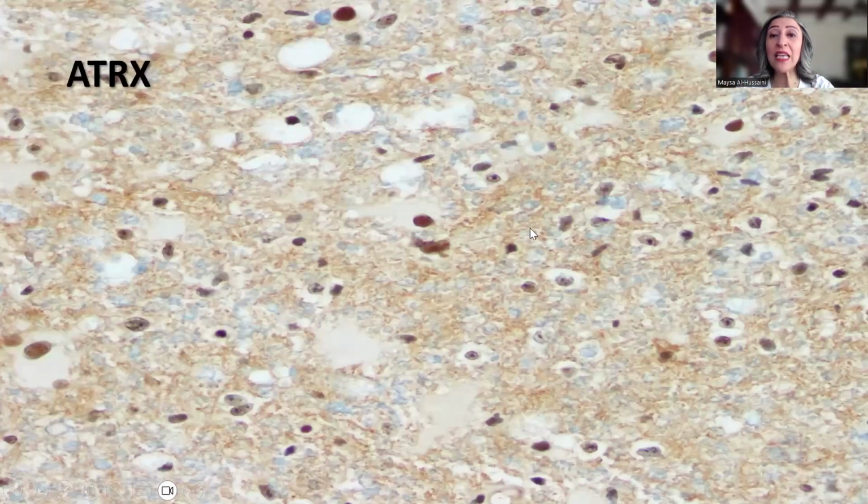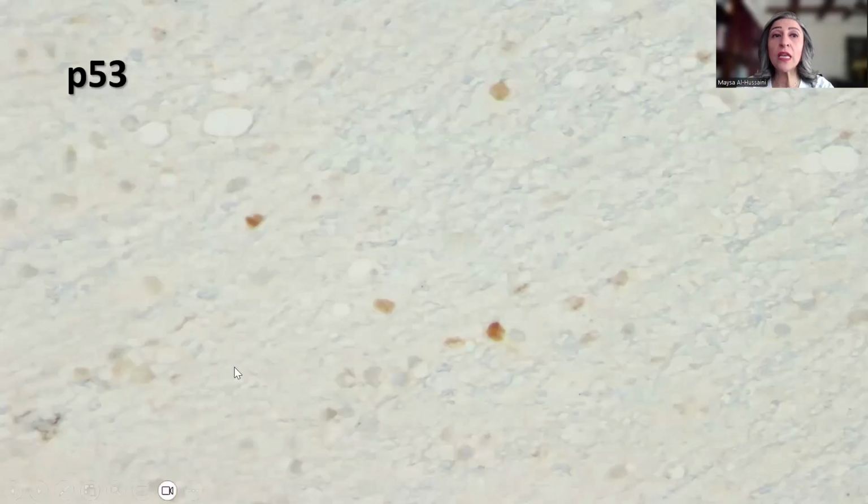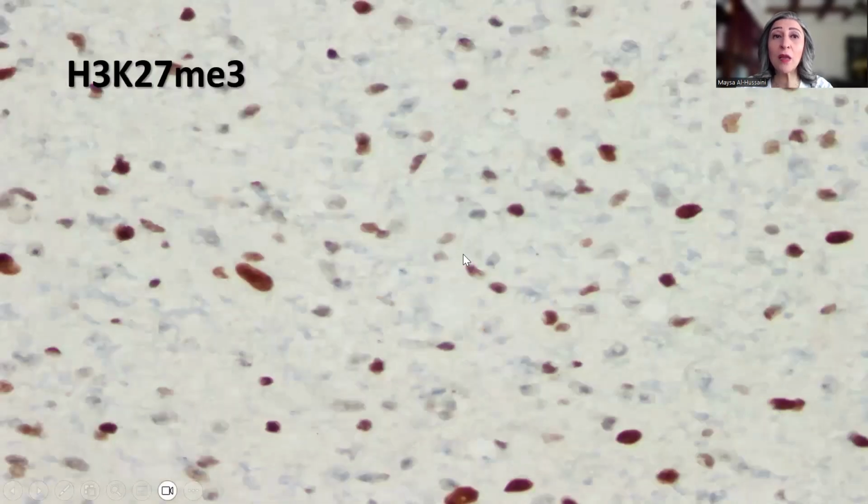ATRX showed retained nuclear staining in the tumor cells. The strongly staining ones are the neurons, so neurons are kind of entrapped within the tumor. And then we have the lightly brown tumor cell nuclei, which means there is retention of the ATRX immunostain. P53 showed this mosaic weak staining pattern, which goes with wild type staining pattern.